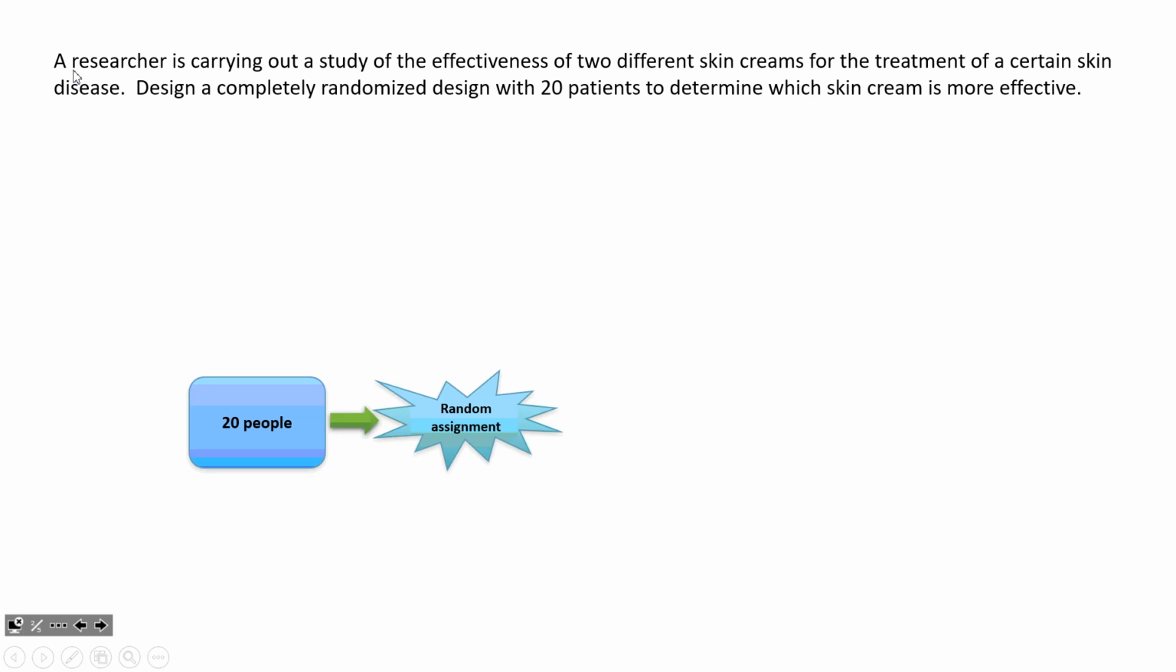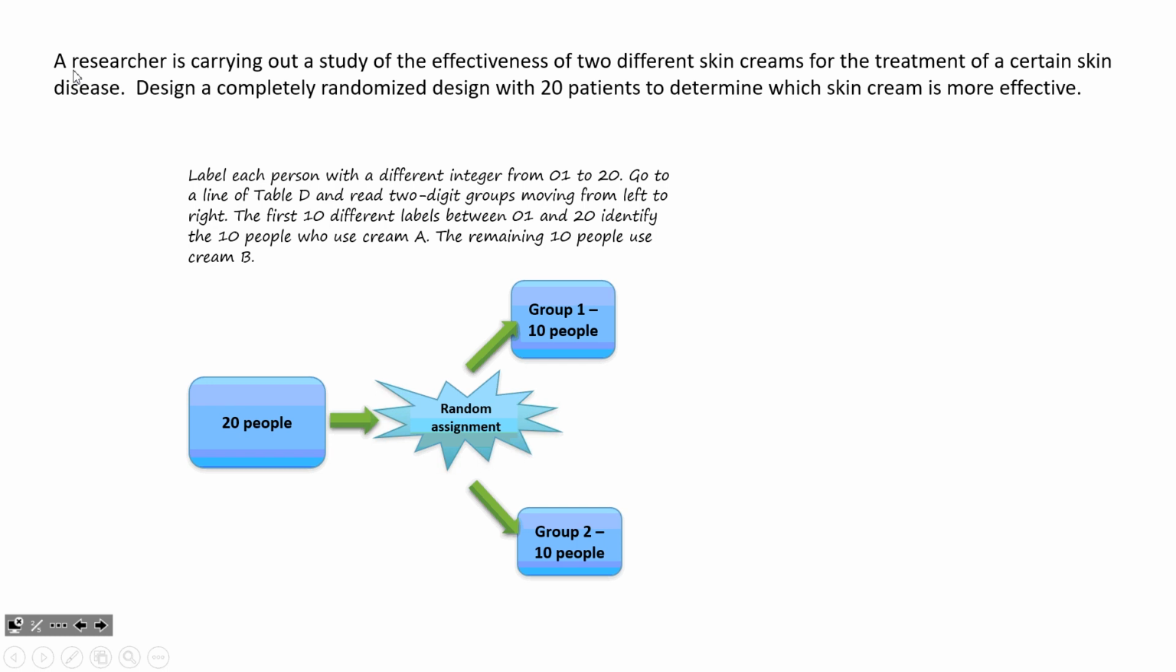So if a researcher is carrying out a study of the effectiveness of two different skin creams for the treatment of a certain skin disease, if you want to design a completely randomized design with 20 patients, remember that's when you just take all of the patients and randomly put them into however many treatment groups you need. So in this case, we're testing two different skin creams. So I would start with my 20 people and I would just randomly allocate them into two different groups. Group 1 would have 10 people, group 2 would have 10 people.